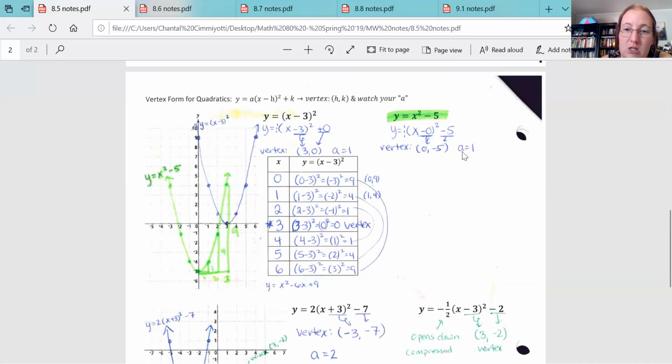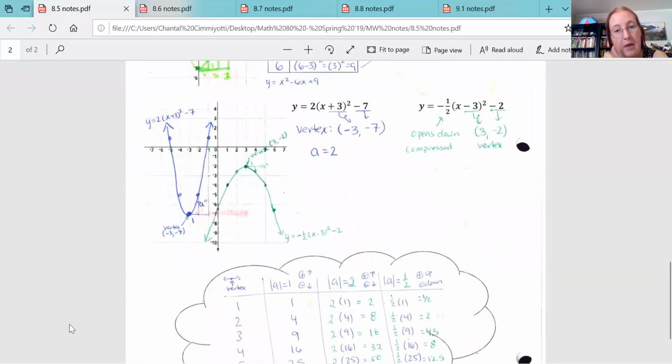If you did the vertex way, plot the vertex 0, -5, and since the a is 1, you're going to go over 1, square 1, you get 1, over 2, square 2, you get 4, over 3, square it, you get 9, and that makes the shape for a parabola where the a is 1.